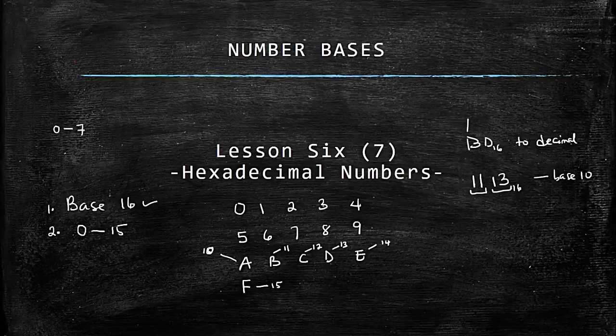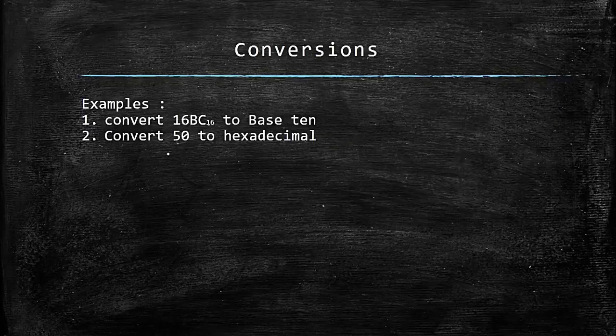So now we are going to take an example so that you understand better. The first question says you should convert 16BC in base 16 to base 10. What we need to do here, as I told you earlier, is write down the numbers 1, 6. Then B is what? We said A is 10, B is 11, so B is 11, and C is 12.